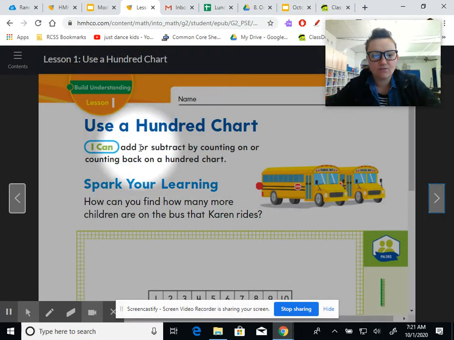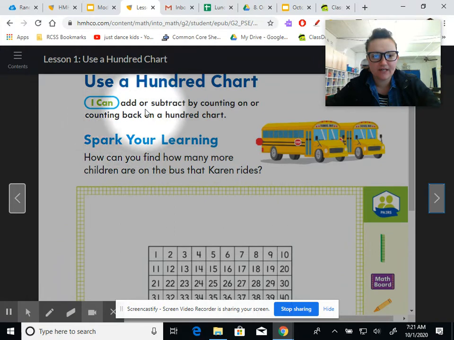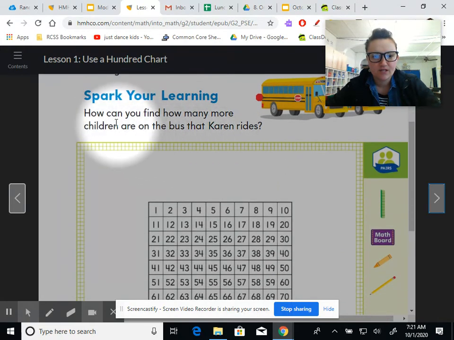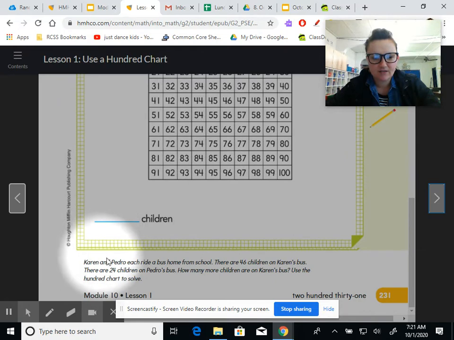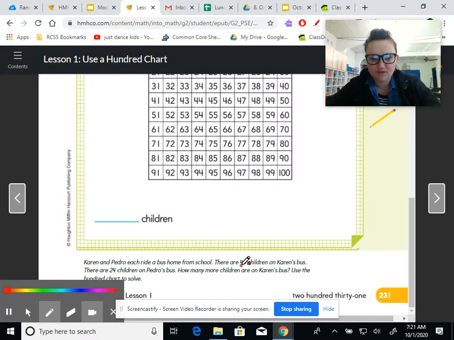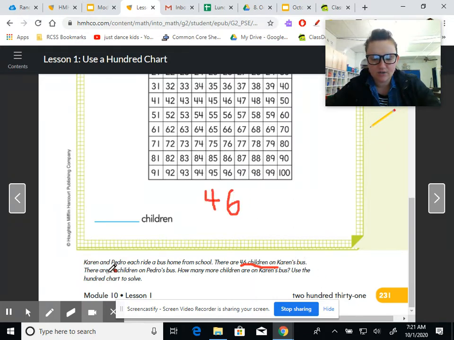All right, so lesson 1, you're going to use a hundreds chart. So I can add or subtract by counting on or counting back on a hundreds chart. So how can you find how many more children are on the bus that Karen rides? Okay, so let's look at our problem. It says Karen and Pedro each ride a bus home from school. There are 46 children on Karen's bus. Okay, that sounds important. So there are 46 on Karen's bus. Okay, there are 24 children on Pedro's bus.